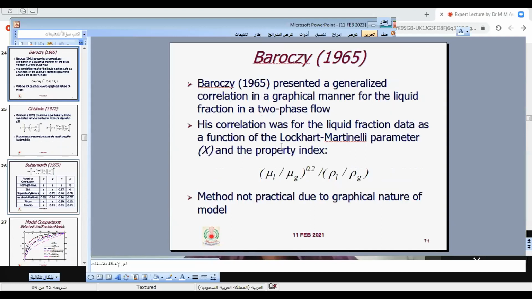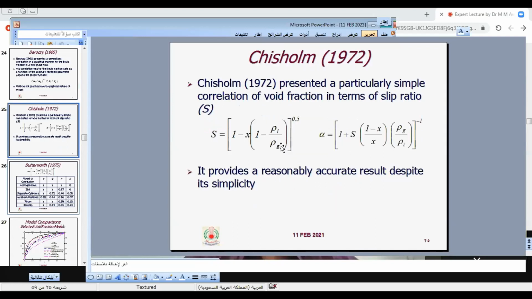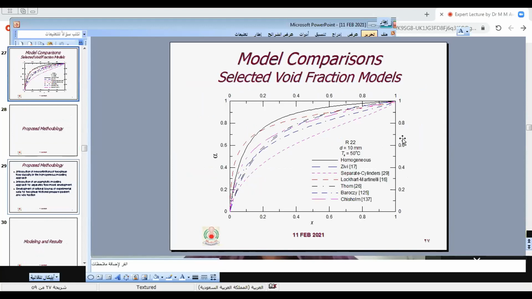One year later, Baroczy developed a correlation, but in a graphical method, in terms of the viscosity ratio and the density ratio. His correlation was also in terms of the Lockhart-Martinelli parameter. Chisholm developed a correlation in 1972 to predict void fraction in terms of slip ratio, quality x and the density ratio, and he found his correlation gave accurate results, although it is very simple.